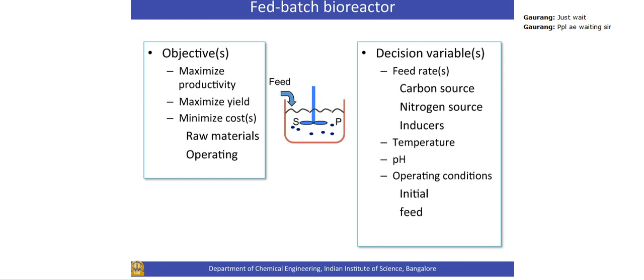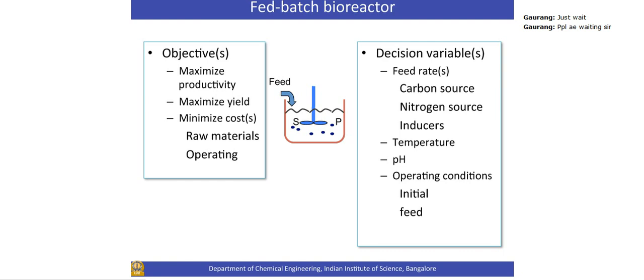So in designing this fermentation process, my objective is to maximize productivity. So I want to make maximum product, maximum yield, or minimize cost, namely cost which arises from raw materials as well as the time I spend on operating this reactor. So when I want to achieve all these objectives, it becomes a multi-objective problem.